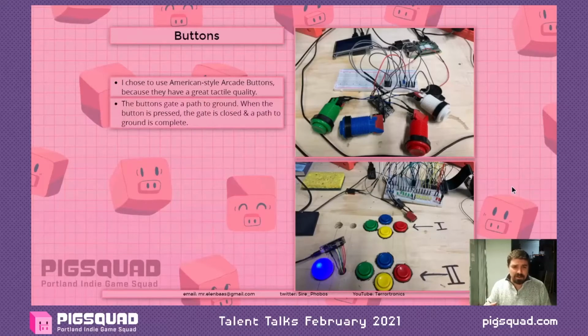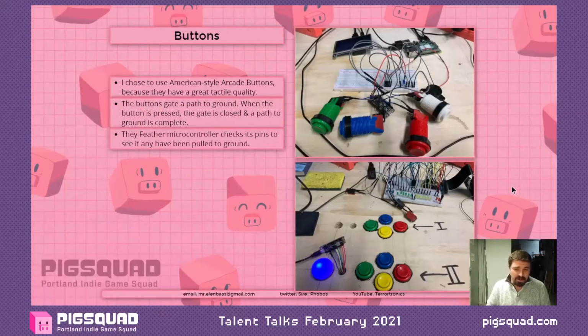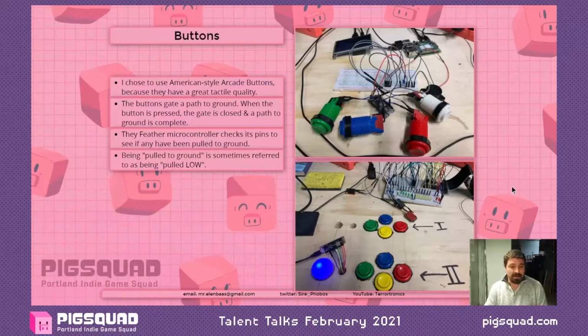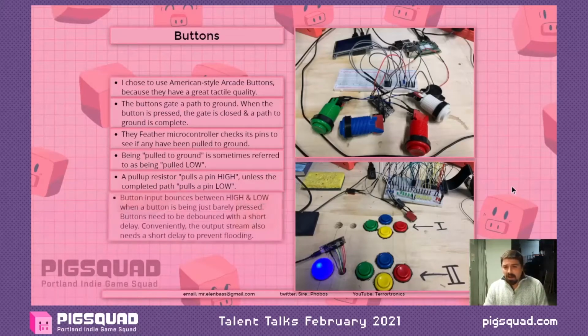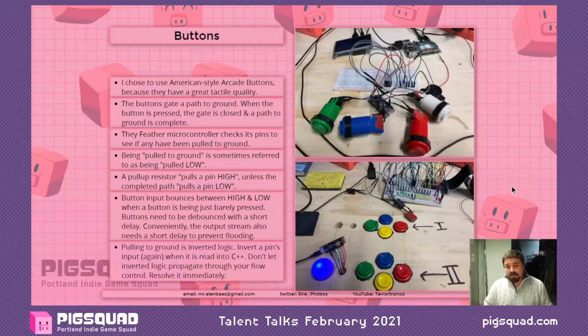The buttons I chose on this are American-style arcade buttons. They have a nice feel, and I had a bag of them lying around. They gate a path to ground, and when you press the button, it completes the path, and the pin gets struck low. When you're checking your pins, you check to see if it's low, and if it is, you know your button is pressed. You need a second to debounce the buttons, but since we're already going to use a 10 millisecond delay for the UDP packets, that's enough to debounce it.